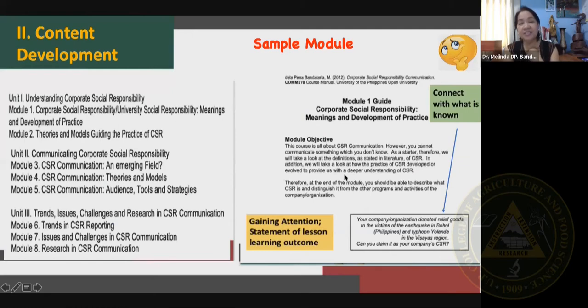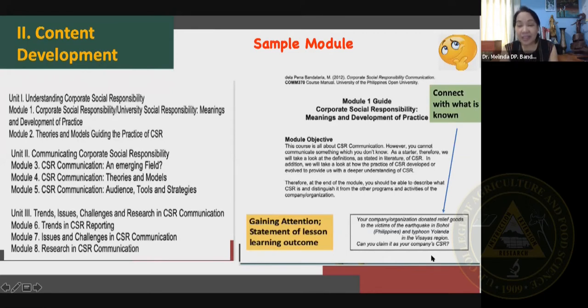So the course is all about CSR communication. So you cannot communicate something which you don't know. So as a starter, we will take a look at the definitions as stated in the literature of what corporate social responsibility is. Pero dito, may nilagay ako dito. Your company or organization donated relief goods to the victims of the earthquake in Bohol and Typhoon Yolanda in the Visayas region. Can you claim it as your company CSR?